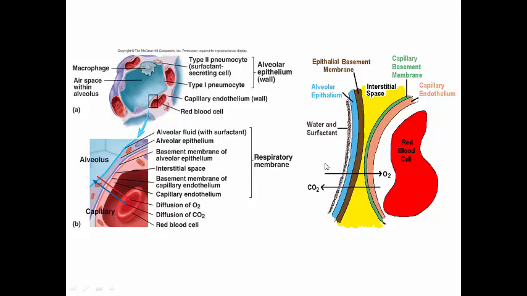So these are the layers which oxygen should cross in order to diffuse from the alveolar air to reach the blood in the pulmonary capillaries, and they are the same layers which carbon dioxide should cross in the opposite direction. The thickness of these layers is very, very small, as I mentioned in the previous slide. It is approximately 1 or even less than 1 micron or micrometer.